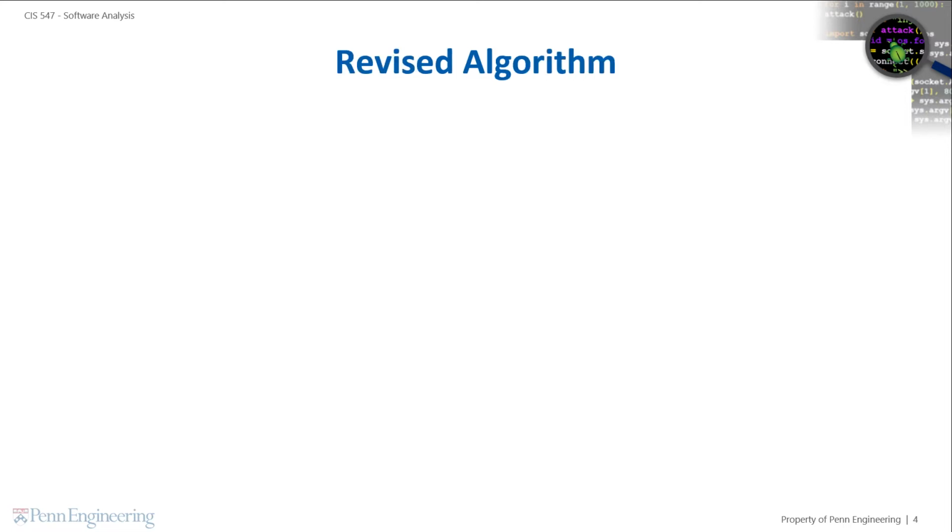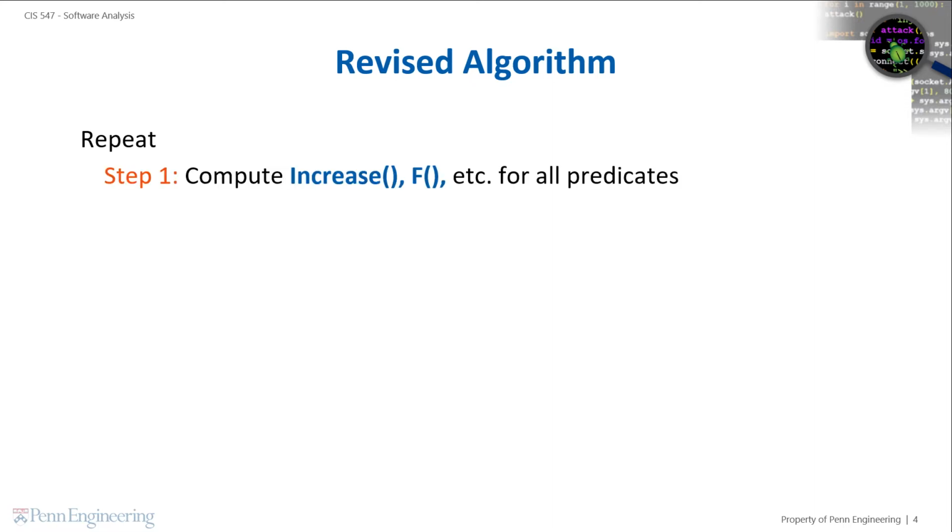Let's revise our earlier statistical debugging algorithm to now handle programs with multiple bugs without prior knowledge of the number of bugs. The new algorithm repeats the following steps until it has discarded the entire set of runs of the program. First, it computes the failure, context, increase, and other metrics for each predicate in our list. Next, it ranks the predicates according to some ranking scheme based on these metrics. We will describe a suitable ranking scheme shortly.